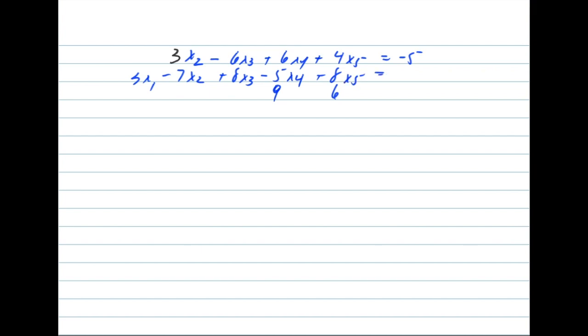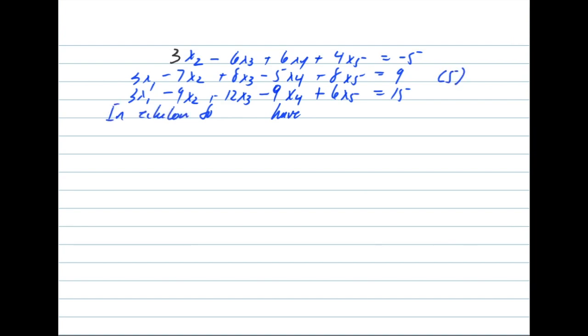To answer that question, we're going to start out with a whole new system. In the first row, 3x2 minus 6x3 plus 6x4 plus 4x5 is equal to -5. Second row, 3x1 minus 7x2 plus 8x3 minus 5x4 plus 8x5 is equal to 9. Third row, 3x1 minus 9x2 plus 12x3 minus 9x4 plus 6x5 equals 15. We already went over the procedure for getting to reduced echelon form, so I'm not going to make you do that again.